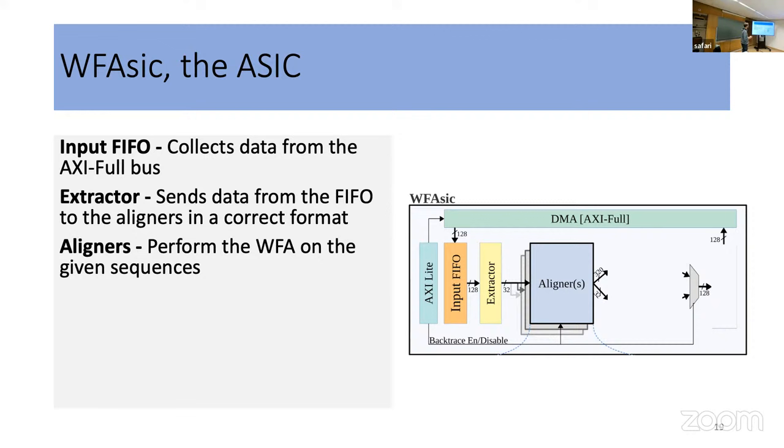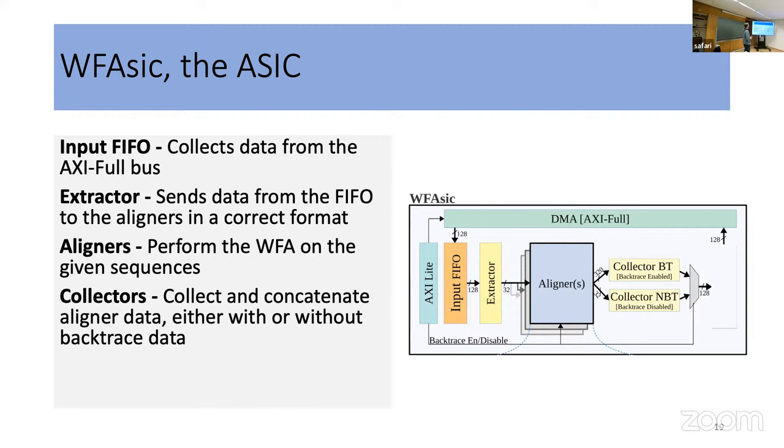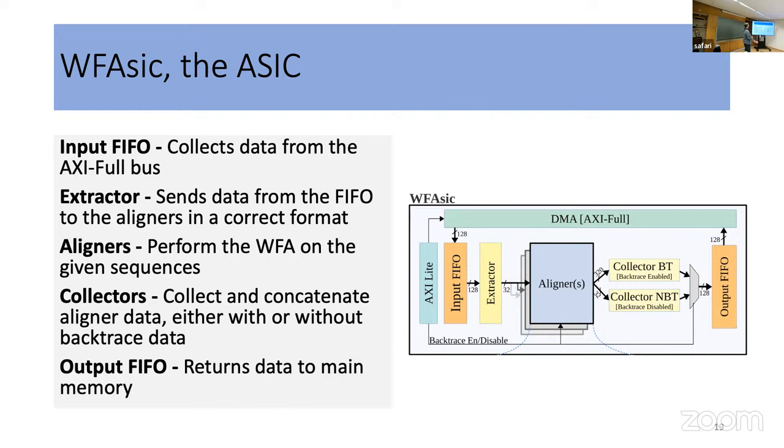From the aligners, we get two collectors, BT and NBT. This stands for backtrace and no backtrace. They either append backtrace data, which enables the CPU to later perform a whole backtrace and reconstruct the error data, or no backtrace, which omits that part of the data, which can be important for testing other applications where backtrace does not need to be performed. From the collectors, this data is sent to the output FIFO, again a simple queue that just sends the data in the correct format back to main memory.